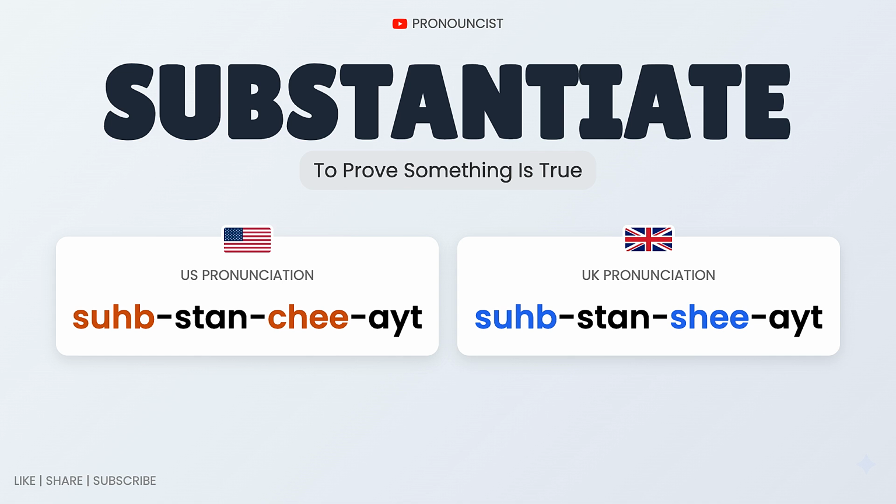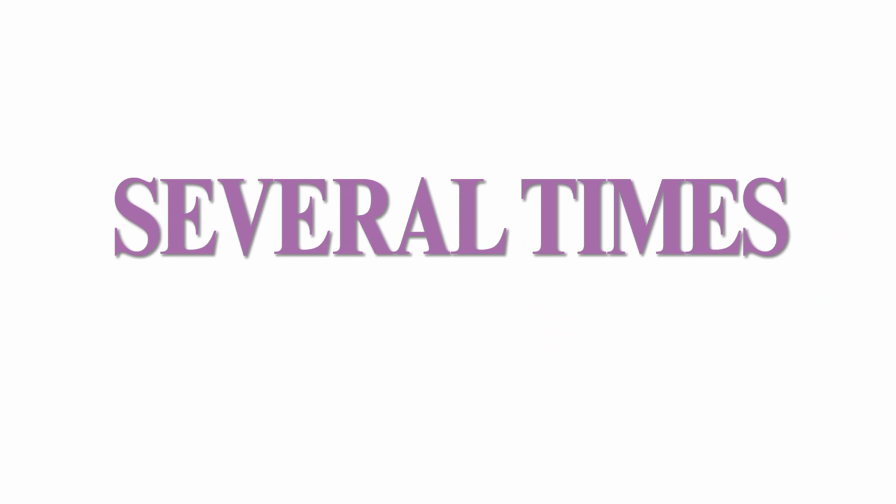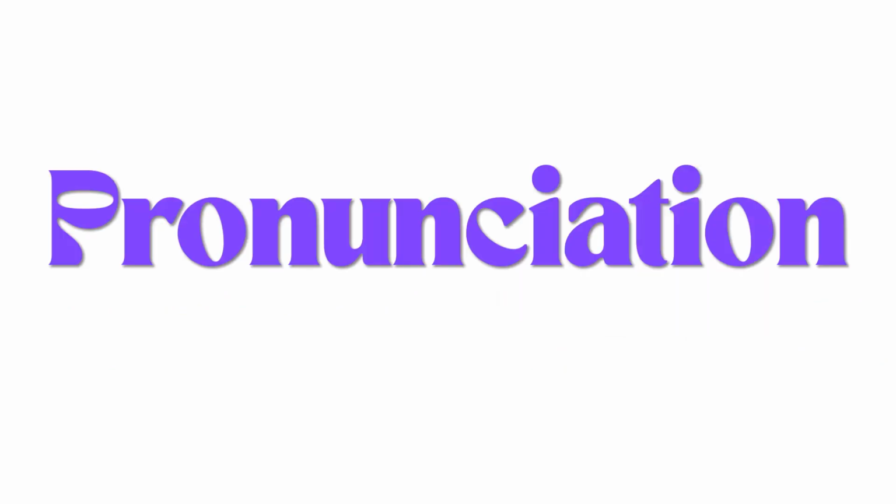Practice repeatedly and you'll soon be able to say this word perfectly. The best way to practice is to repeat the syllable multiple times. The meaning of the word is to prove something is true. Try repeating this word several times to improve your pronunciation.